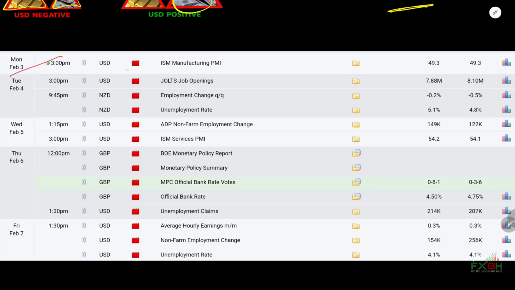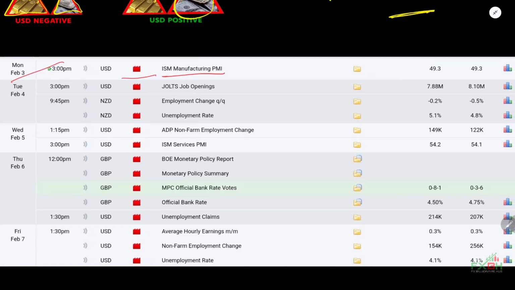On Monday we have one USD news, that means ISM manufacturing PMI. If data comes with a positive value, like green data, like 5%, you have to sell gold. If data comes red, like 5% with red color value, we may buy gold. The same thing on Tuesday. There is one USD news, that is JOLTS job openings, so you may keep your eyes on that news.